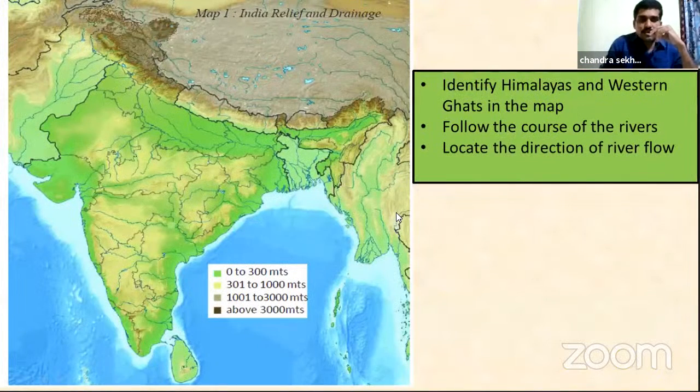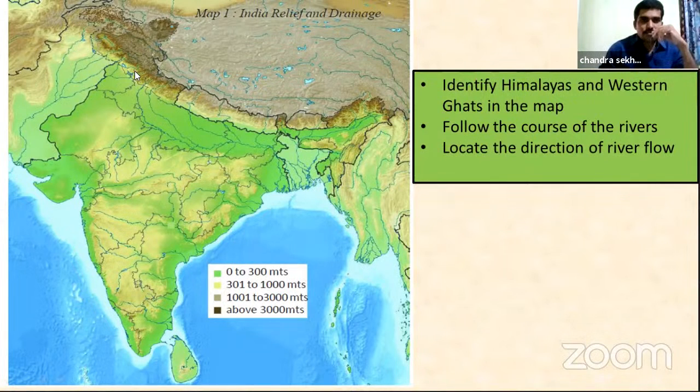So children, here observe the picture, India relief and drainage map. Here, what are you observing in the map? So some colors are there. So the colors indicate the height of the place. So here the index box is there in the map. So the green area indicates plain areas. So light yellow color is there in some places. The height of the yellow color areas is 301 to 1000 meters. So the brown color, 1001 to 3000 meters height is there.